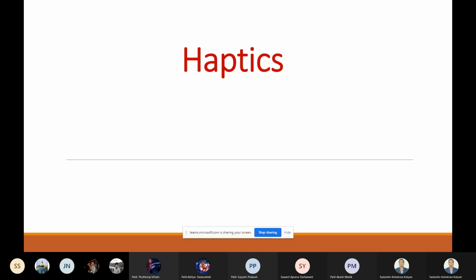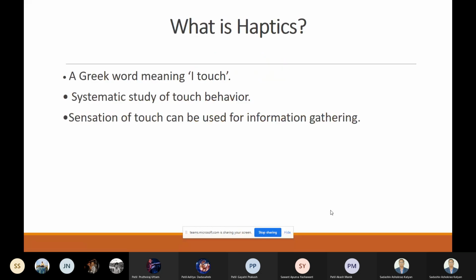It is trying to show us one kind of love, one kind of affection between the mother and her infant child. Whenever we study these kinds of haptics, it is related to touch. The word haptic is derived from a Greek word, and the meaning of this Greek word is I touch. As I said earlier, haptics is a kind of systematic study related to our touch behavior.